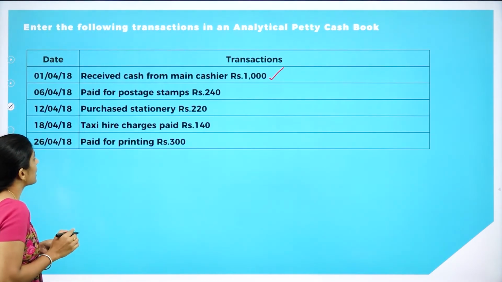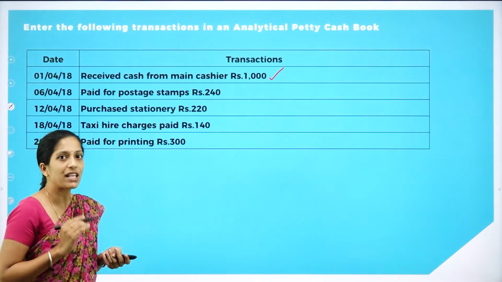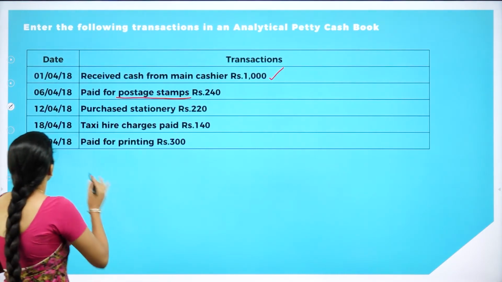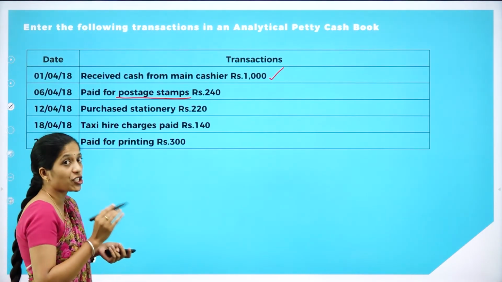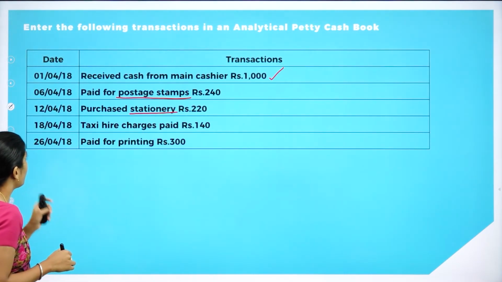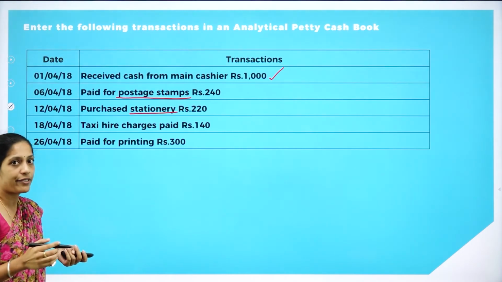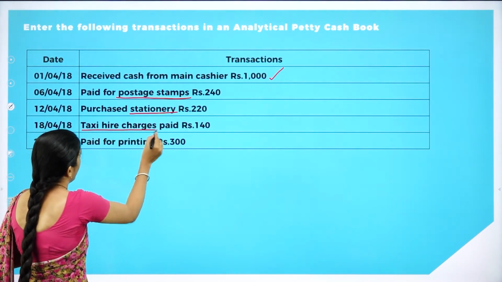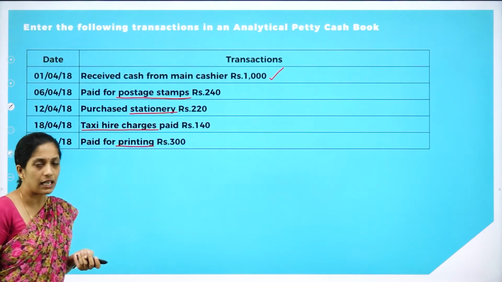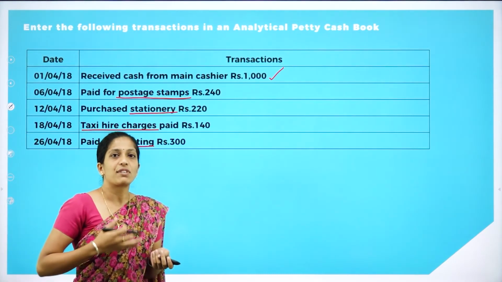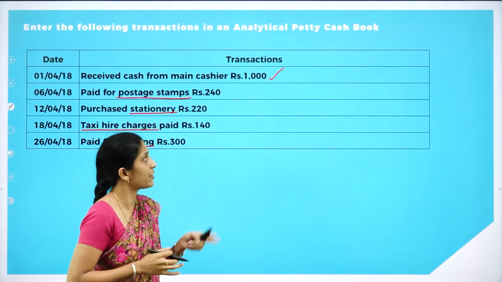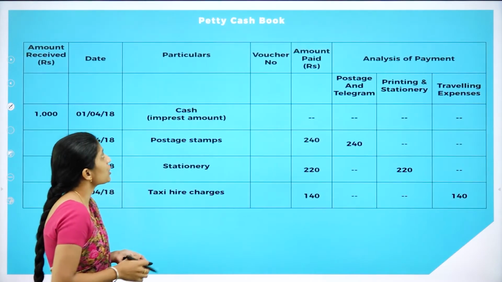Next, 6/4/2018 paid for postage stamps rupees 240. Now what is the expense? That is postage stamps. Clear? Next is 12/4/2018 purchased stationery. Now they have purchased stationery, so it is also a petty expense. Next, 18/4/2018 taxi hire charges. So it is also an expense. Next, 26/4/2018 paid for printing. So here printing is an expense. Now we have identified which are the expenses. Next, what is the amount received from the main cashier by the petty cashier? That is rupees 1000.